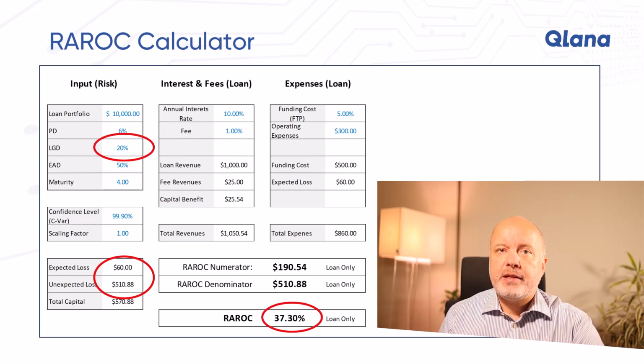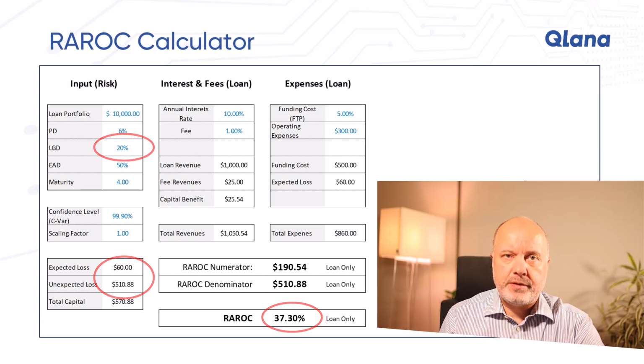510.88. The expected loss also decreases. The total revenues have increased due to the reduction in expected loss, resulting in a significant increase of the RAROC to 37.3%.